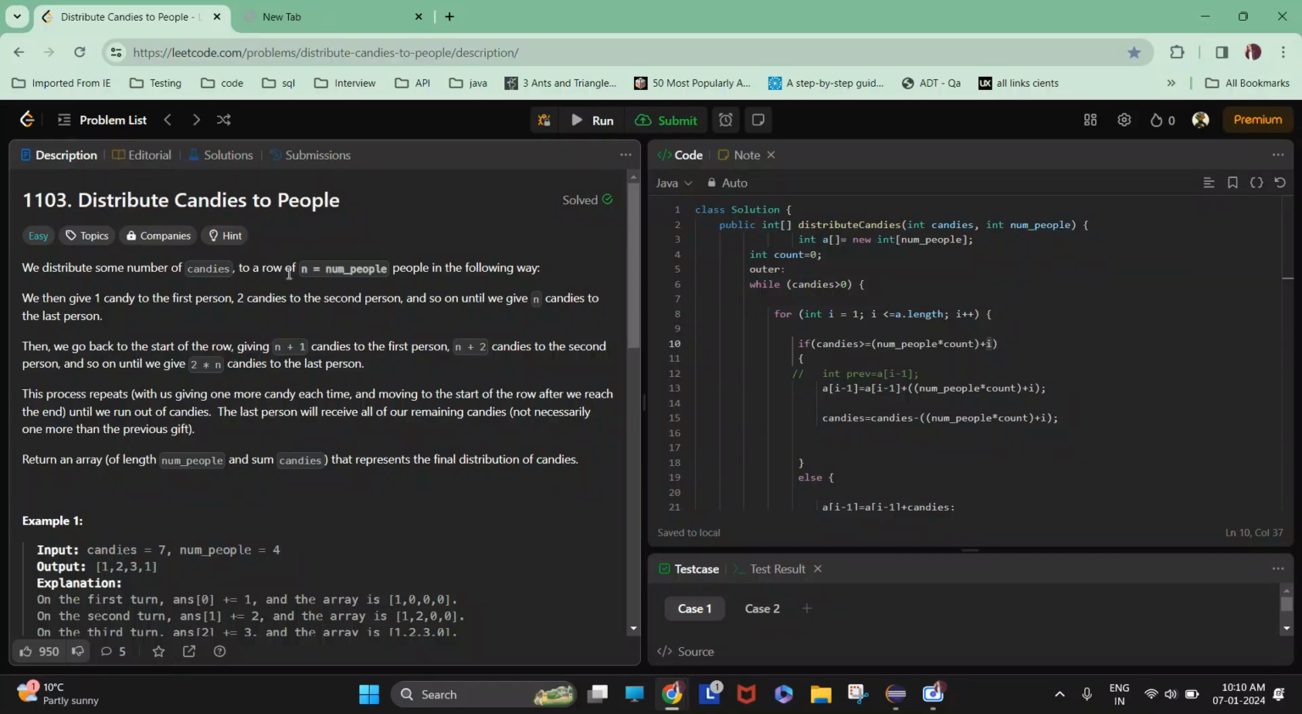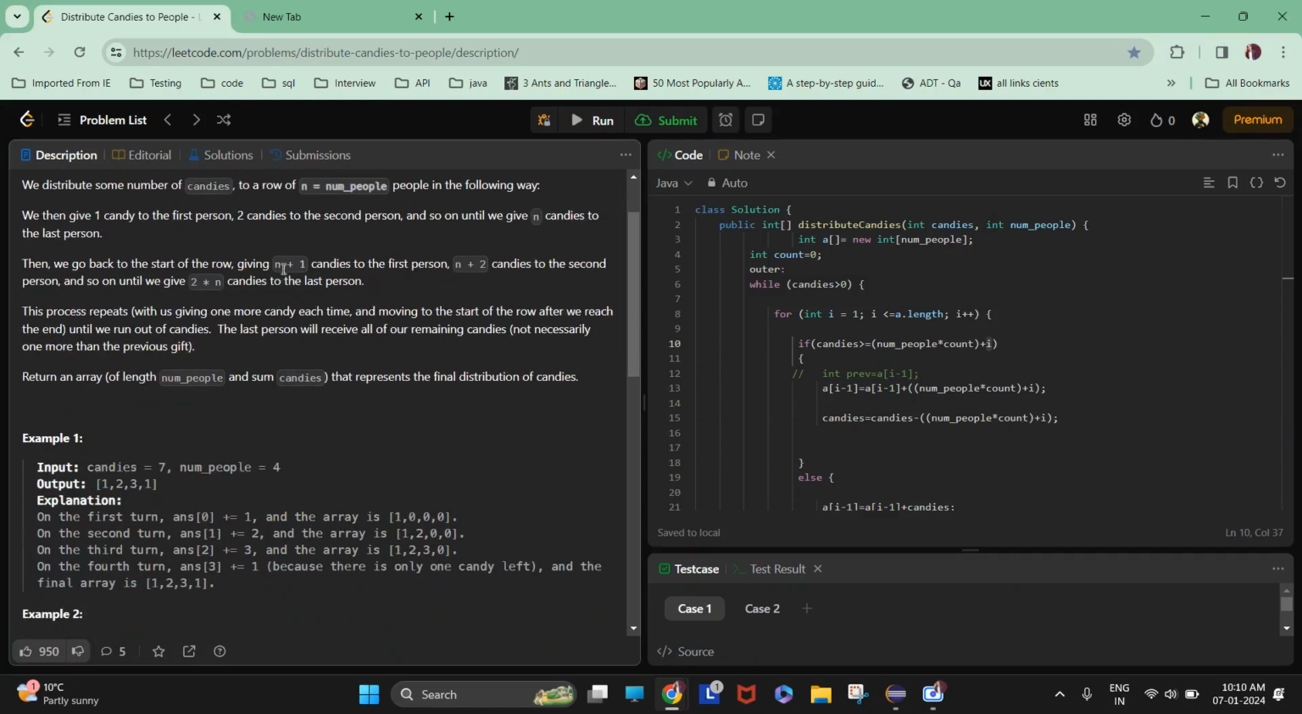We distribute some of the candies to n people in the following way. We give one candy in the first iteration. Basically, it says one candy to the first person, second candy to the second person, third, and so on. When we go back again, if candies are still left, we give n plus 1 candies to the first, n plus 2 to the second, and thus we give 2n candies to the last person. So we need to return an array that represents the final distribution of the candies.